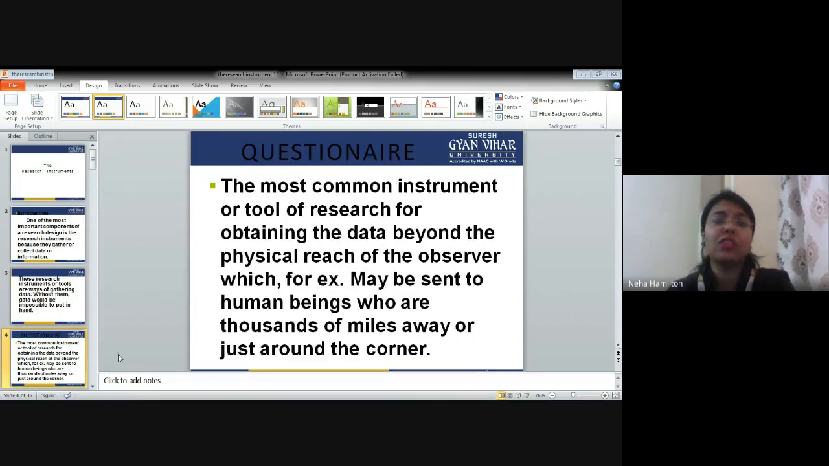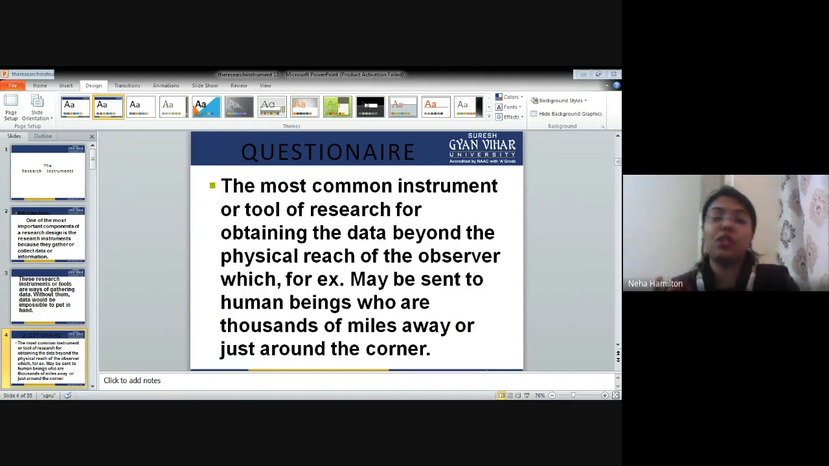Let's move further. The first research instrument, which is very famous, that we are going to talk about, is called the questionnaire. Now, what is a questionnaire? The most common instrument or tool of research for obtaining data beyond the physical reach of the observer, which, for example, may be sent to human beings who are thousands of miles away or just around the world. So, what is a questionnaire all about?